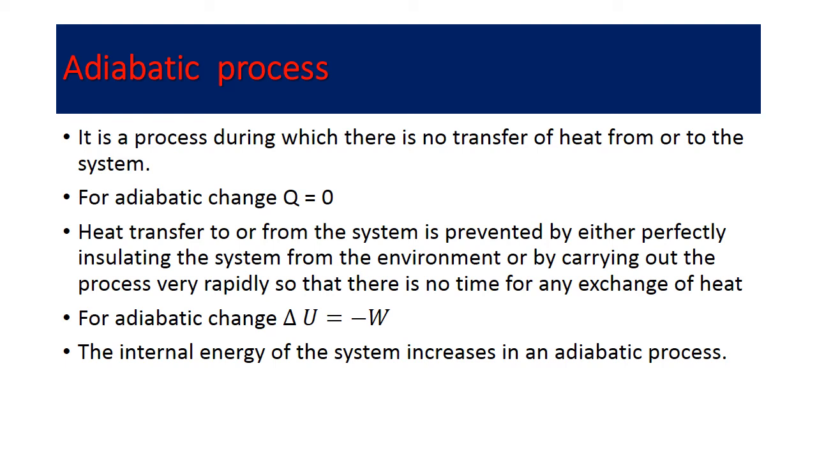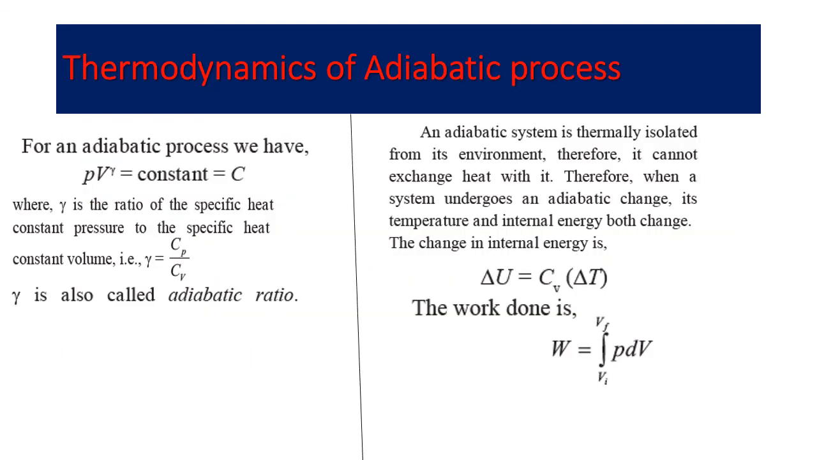For an adiabatic process, the change in internal energy is always equal to work done, but a negative work done. The internal energy of the system increases in an adiabatic process. So, for the adiabatic process, PV raised to gamma is constant, where gamma is the ratio of specific heat at constant pressure to the specific heat at constant volume. This value of gamma, that is Cp upon Cv, is also known as the adiabatic ratio.